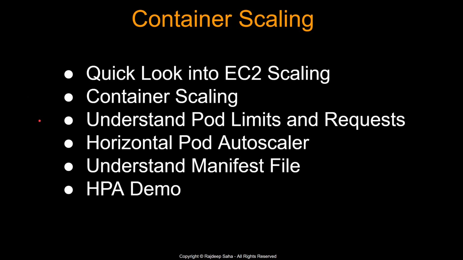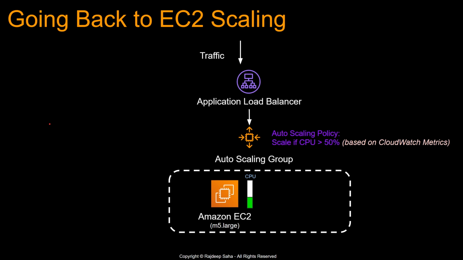We are going to understand pod limits and requests. And then we are going to go deep on horizontal pod autoscaler. And then we are going to understand a manifest file. And then we are going to do an HPA demo. All right, so we have a lot on our plate. Let's get started. Let's start by looking at our traditional EC2 scaling.